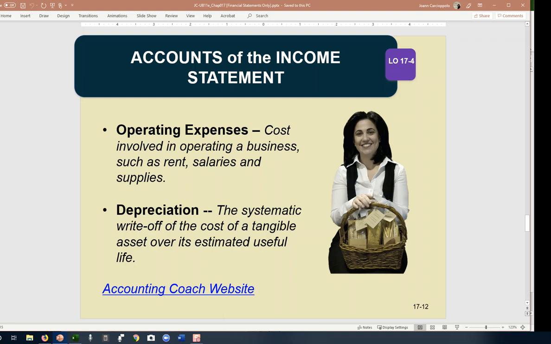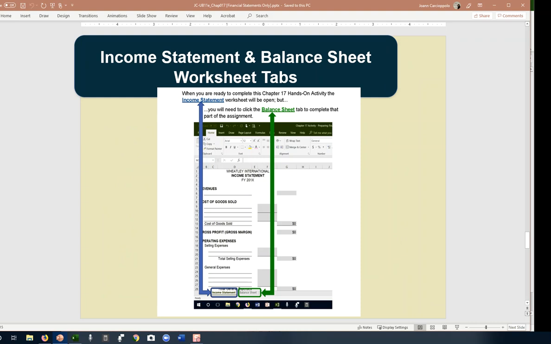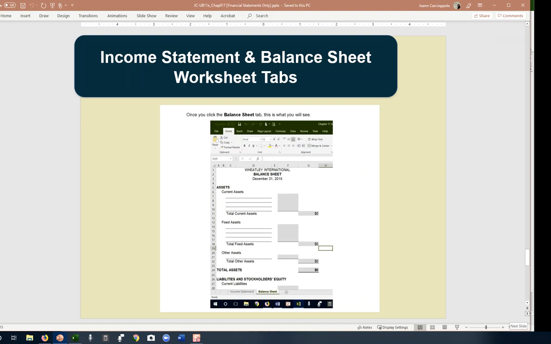So, let's talk about this assignment a little bit here. When we click on the link that will open up the Excel spreadsheet for you, I just wanted to give you a heads up that what's going to show up first is the income statement. So when you open the file, the income statement is going to be there, and as you can see here, the first tab includes the income statement. When you are ready to complete the balance sheet, you'll click on the tab down at the bottom here for the balance sheet, and this is what is going to show up for you.